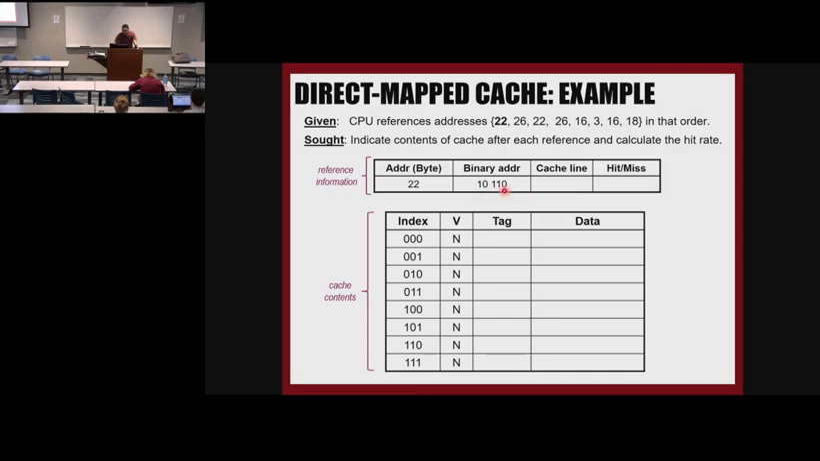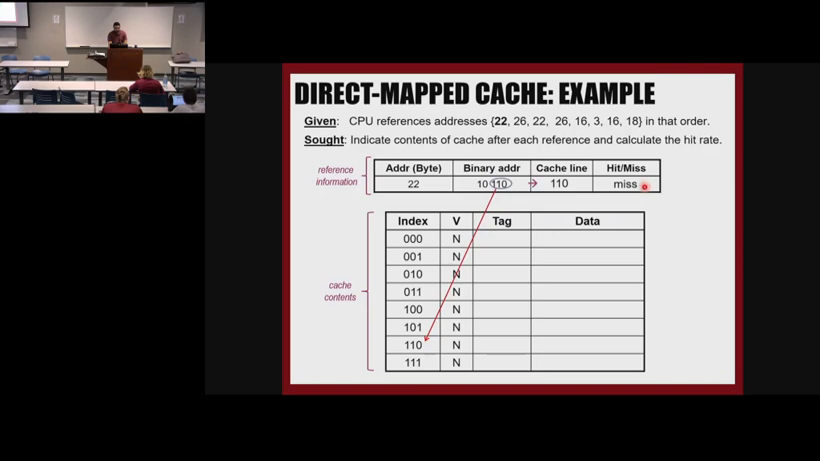Okay. So now, what is the cache line for this address? It's 110. Okay. So this is the cache line. We go and check cache line 110. The first thing you check is the valid bit. Because we're just starting the processor, it is telling me that the content of this cache line is not reliable. So it's going to be a miss anyway. That's the first time you want to access this cache, and it's going to be a miss. So the valid bit is no. We go to this index, check the valid bit, and it's going to be a miss.